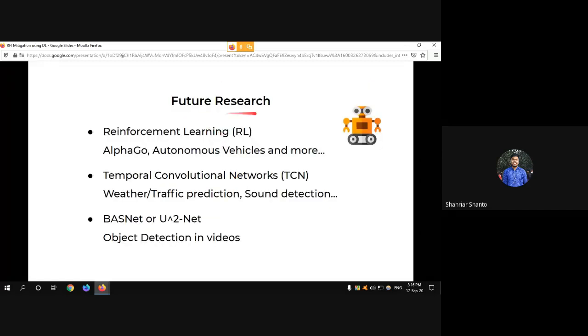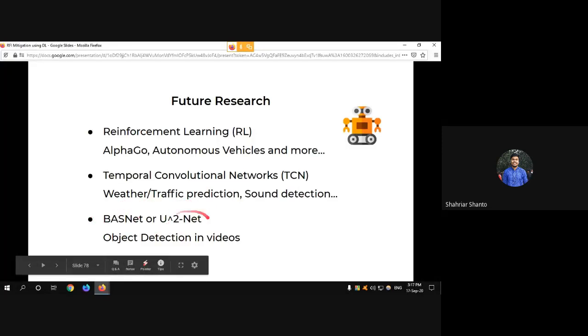Future research areas can be reinforcement learning, temporal convolutional networks, and BASNet. This is another network, some more networks. They were researched recently in 2019 and 2020. These are used in object detection. I think we can leverage the ideas of it, and you can see in the name, it is U square net, so it is inspired from UNet. It is used in object detection, and I think we can also leverage it in the application of RFI mitigation.